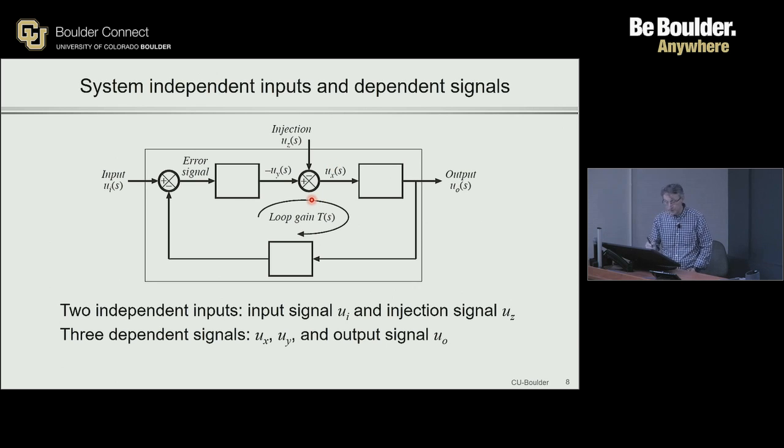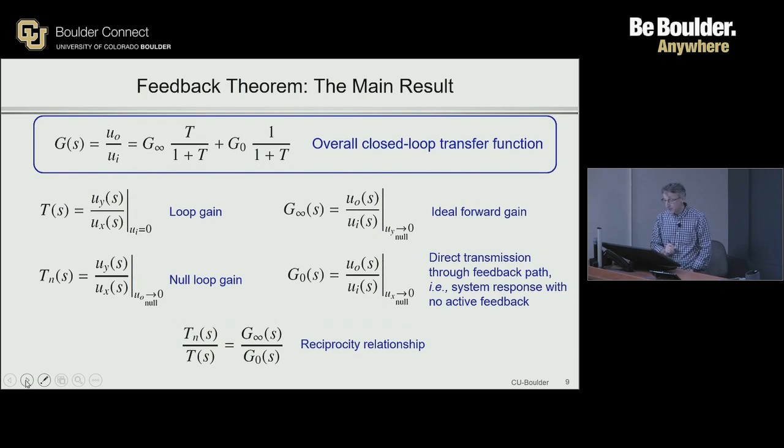Okay, so now we are ready to actually just state the theorem result, and then we are going to derive it. So the feedback theorem main result goes like this. So we said the main purpose is to find the overall closed loop transfer function. And the way the feedback theorem gives that result is in the following form.